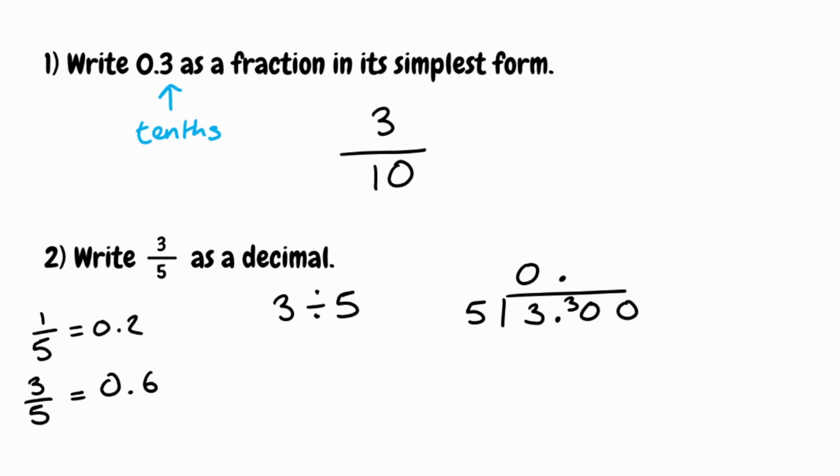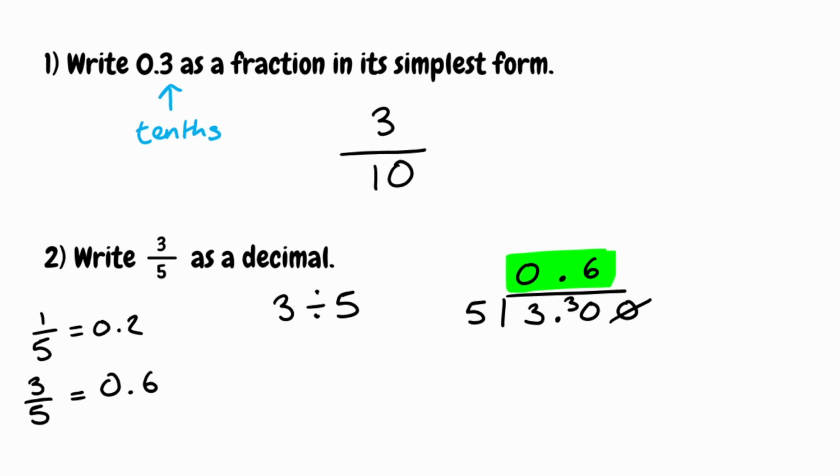So we now want to see how many times does 5 fit into 30. Well, that fits 6 times exactly. So because it fits exactly, we don't need this extra 0. We don't need to carry on any further. We know that we've reached our final answer. So 3/5 is equivalent to 0.6.